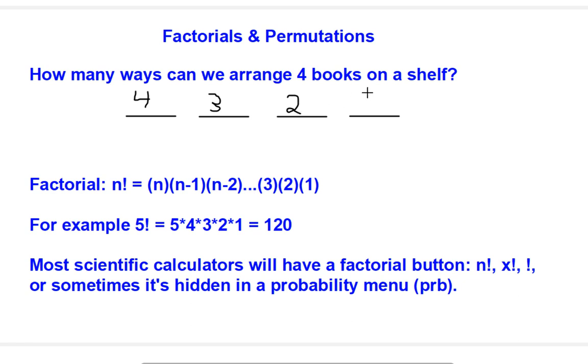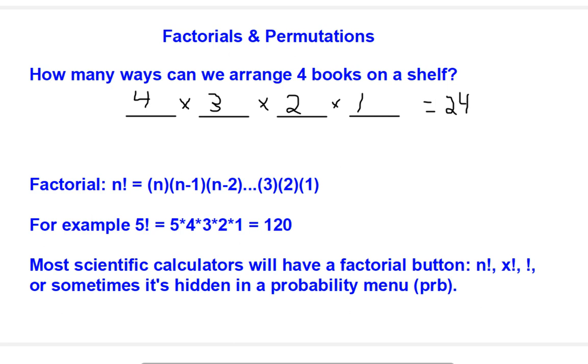And the last slot, once we get down here, we had 4 books to start. We've placed 3 of them. There's only 1 book left. Because we want to place all 4 books on the shelf, we have a book in slot 1, and a book in slot 2, and a book in slot 3, and finally a book in slot 4. So the total number of ways that we can arrange the books on the shelf is 4 times 3, which is 12, times 2, which is 24, times 1, which is equal to 24.